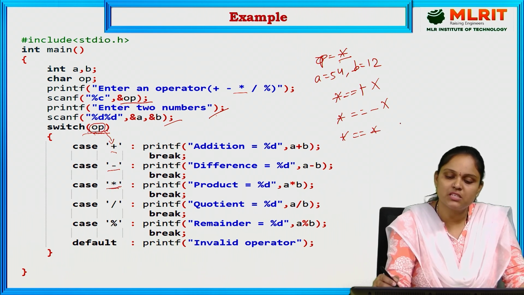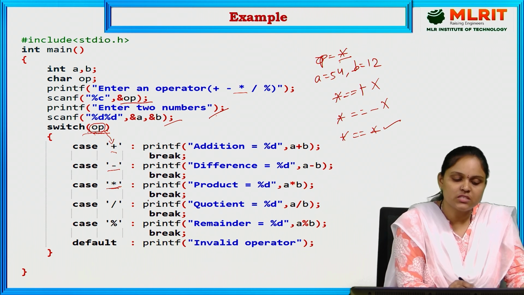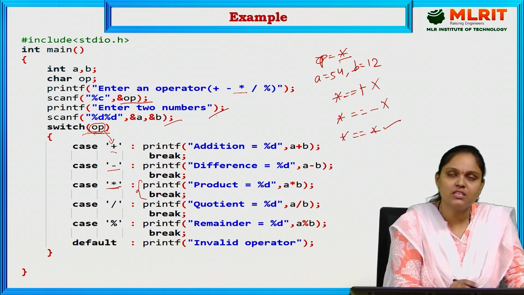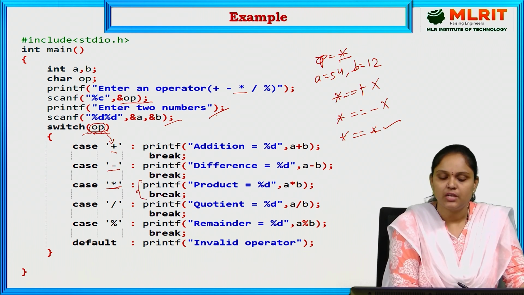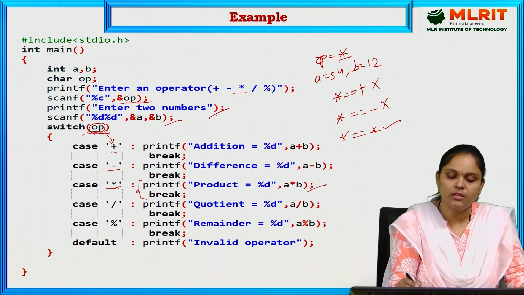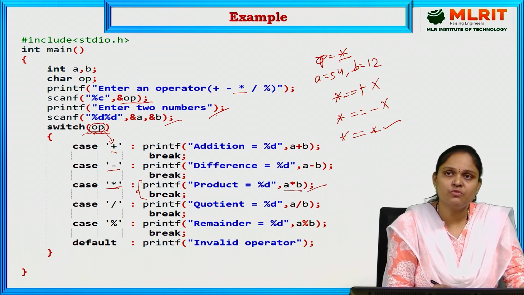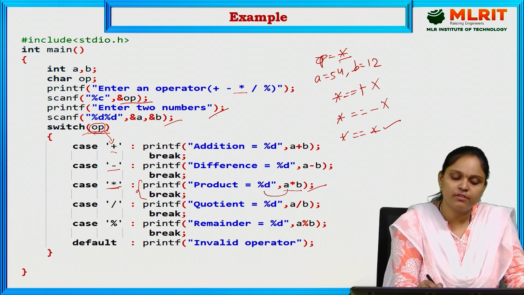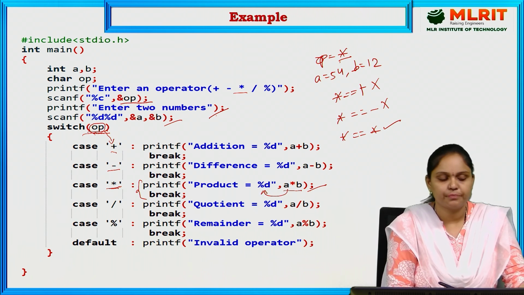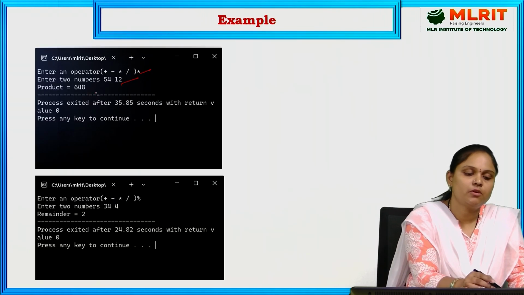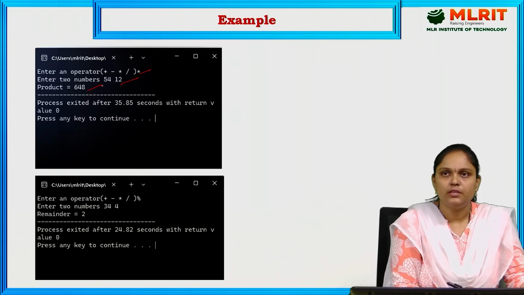So here it is matching with the case value, and whatever statements we have given in this case will get executed. Here we are finding the product. The A and B values we are multiplying using the multiplication operator, and that value will be reflected in this control string. So that is the test case. The product is equal to 648.